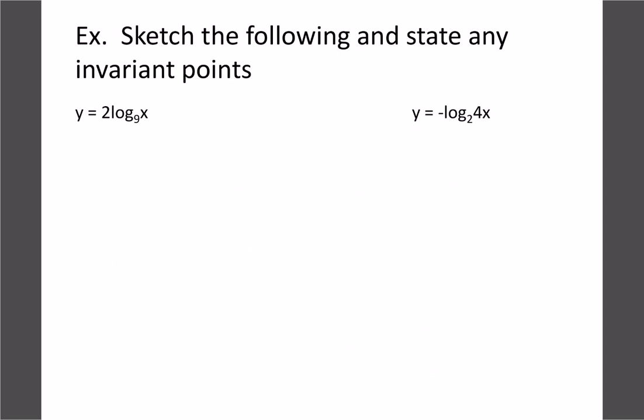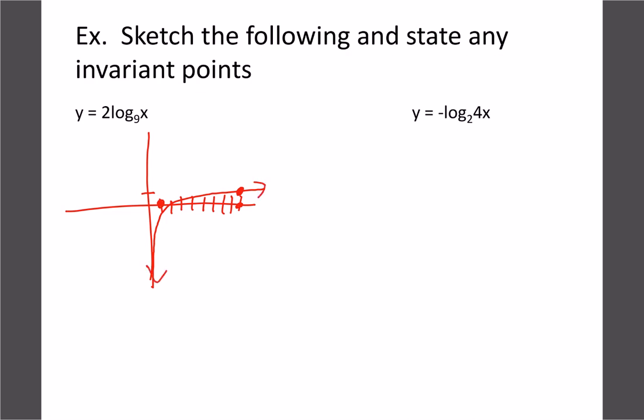Okay, so let's do a couple more. Let's sketch these and figure out any invariant points. So let's once again start with our regular graph, y equals log base 9. So if we graph it, our original point would be at (1, 0), our other one would be at (9, 1). So that would be our original graph.